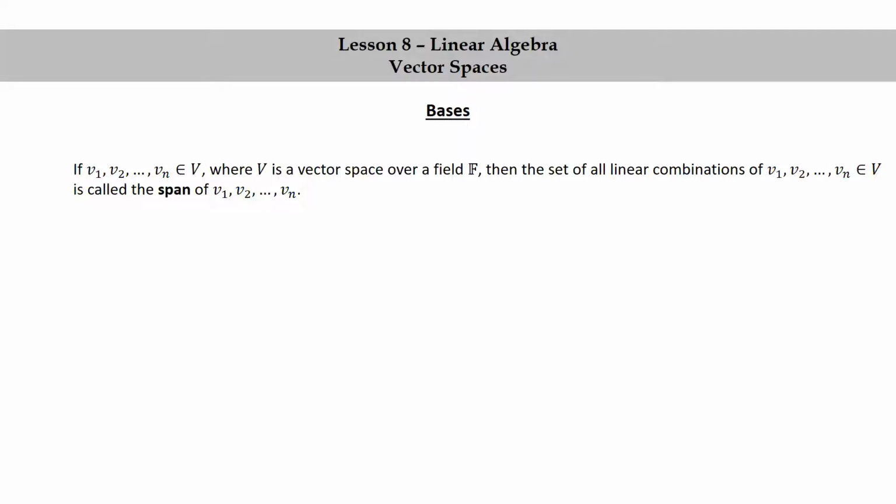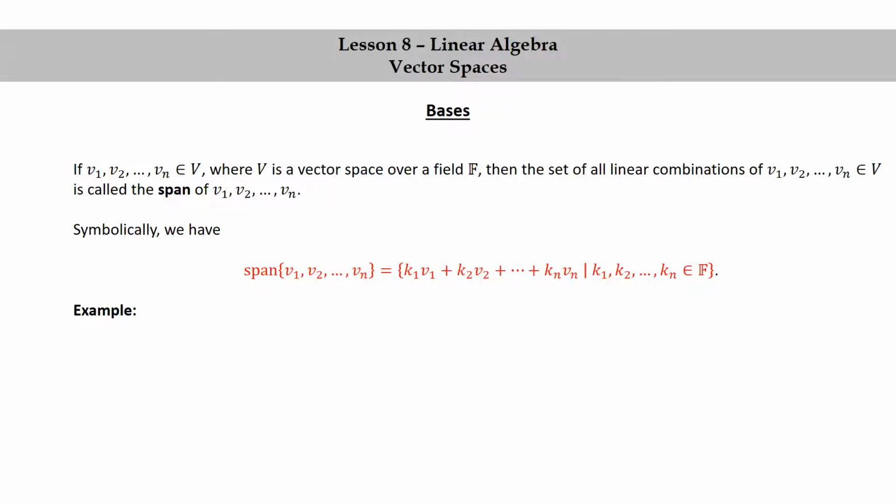If v1 through vn are in V, where V is a vector space over a field F, then the set of all linear combinations of v1 through vn in V is called the span of v1 through vn. Symbolically, we have span of the set of v1 through vn is equal to the set of k1 v1 plus k2 v2 plus dot dot dot plus kn vn, such that k1, k2 through kn are in the field F.